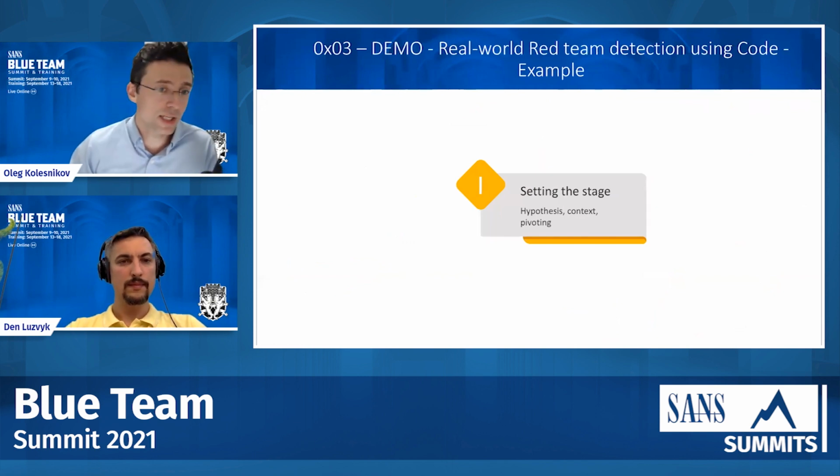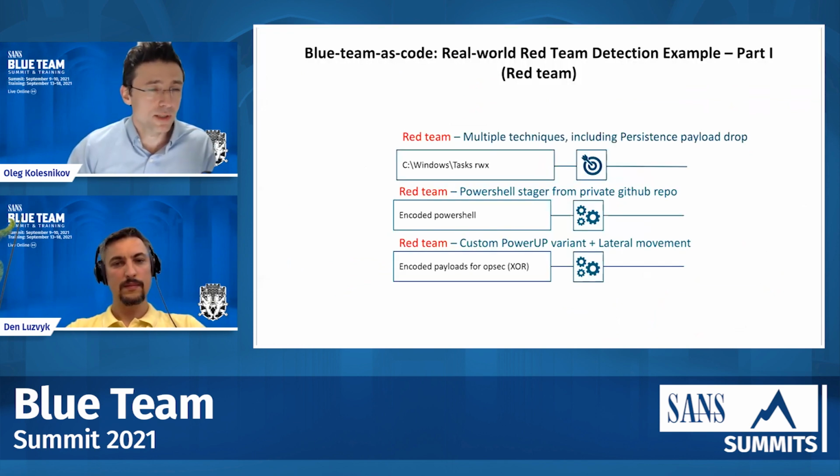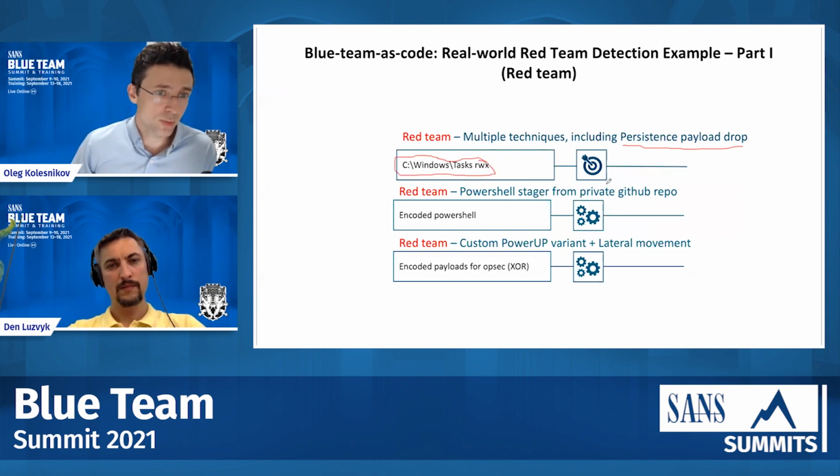So to set the stage, it was a fairly long chain of behaviors from the red team. There were a bunch of things happening, and then eventually they used a persistence payload drop into the scheduled task folder, which was executable. Then they used a PowerShell stager from a private GitHub repo with some encoded PowerShell. We see that quite a bit as well. There was a custom PowerUp variant with some lateral movement, with some encoded payloads for OPSEC.